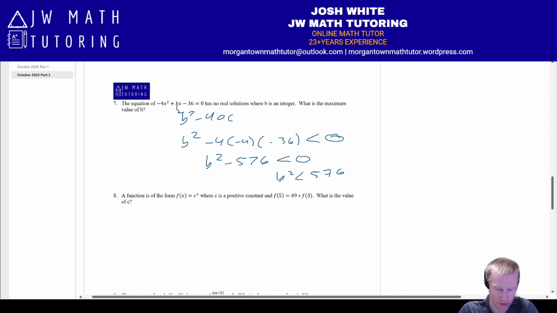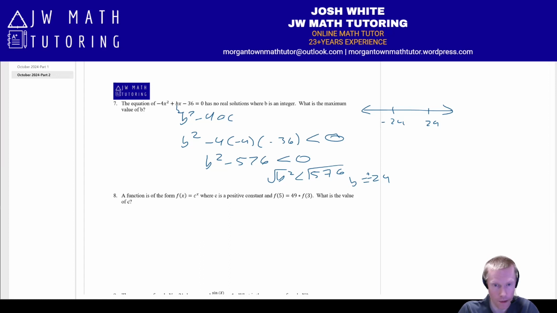B squared is less than 576. Technically, the way you solve this is you set it equal to 0 and get your critical points. You square root both sides and you get 24, and then you go on a number line. Well, it's plus or minus 24: negative 24, positive 24.